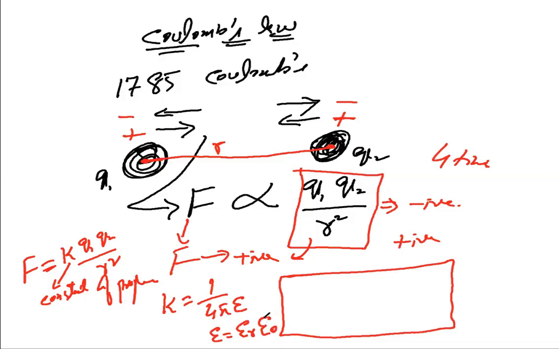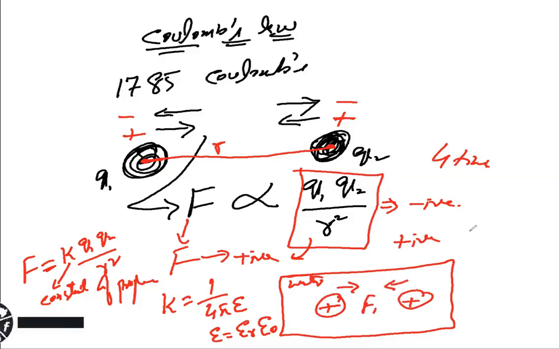Epsilon naught is the permittivity of free space. Actually, if you have two charges and you place those two charges in water, let's say this is water, then tell me, will this force be higher, or if I place two charges in air, will this force be higher? Which is F2.